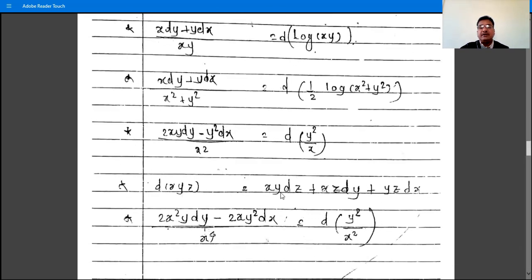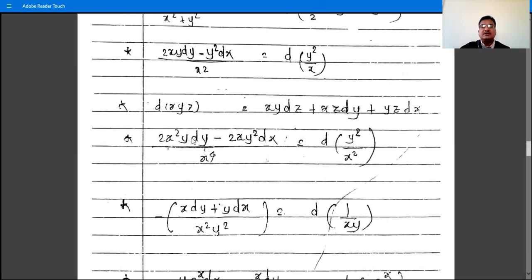The derivative of x into y into z is x into y dz, x into z dy, y into z dx. So if the variables are not separated, but the differential equation is in this form, xy dz plus xz dy plus yz dx, then it is the derivative of x into y into z. Then 2x square y dy minus 2xy square dx divided by x raised to 4 is the derivative of y square by x square.